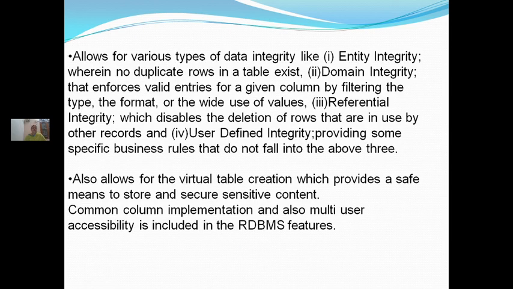Okay. Now let us go to the fourth feature of relational database management system: it allows for various types of data integrity, like entity integrity wherein no duplicate rows in a table exist, domain integrity that enforces valid entries for a given column by filtering the type, the format or the range of values, referential integrity which disables the deletion of rows that are in use by other records, and user defined integrity providing some specific business rules that do not fall into the above three.